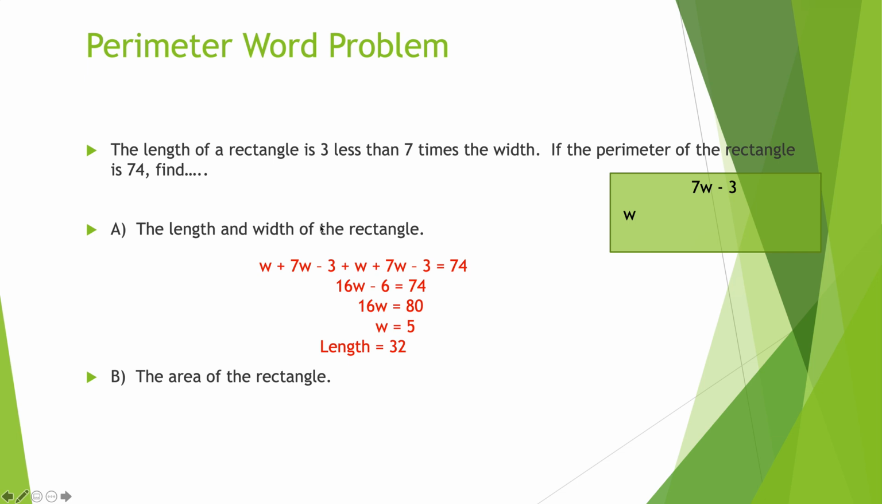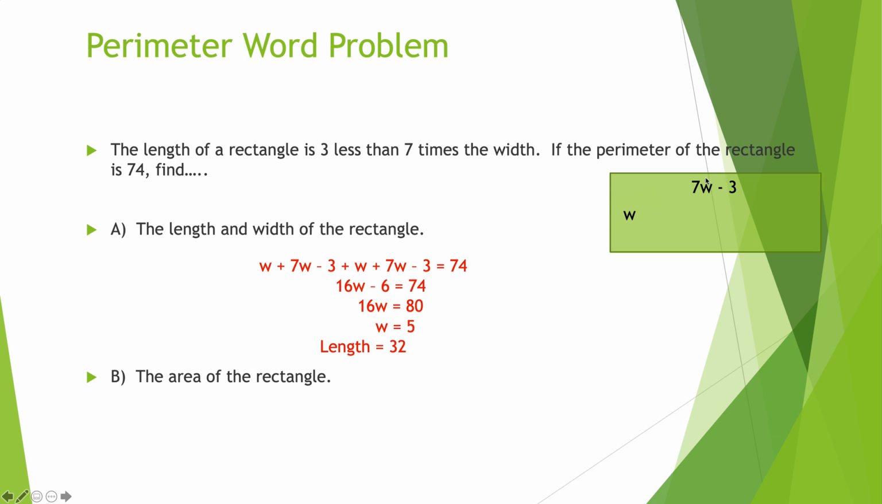I look at this and I should realize right away that we have a same side, same operation situation. So if I get all my W's together, that's 1 W, and 7 more make 8 W's, and another one makes 9 W's, and 7 more makes 16 W's. Then I have a -3 and a -3, which altogether is -6, and we know that equals 74. Adding 6 to both sides, I didn't bother writing that step, but I think you can follow. 16W is 80. Dividing by 16, 80 divided by 16 is 5. So the width is 5. To find the length, I substitute that 5 right in here next to the 7, so that means 7 times 5.